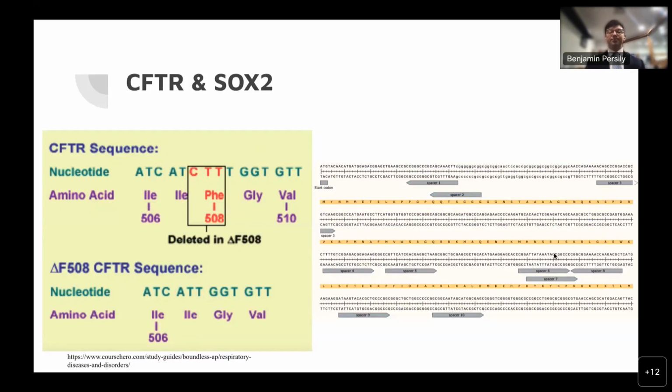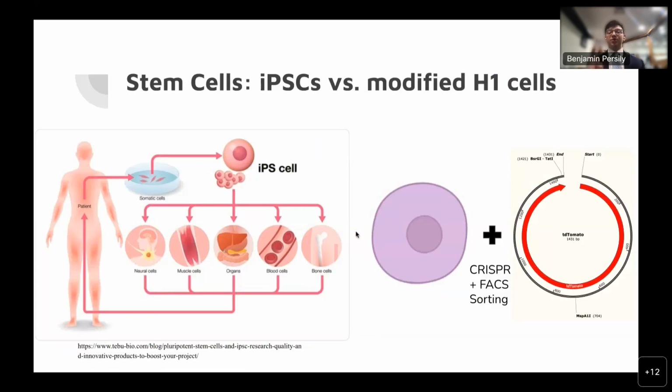In my project, I used two different types of pluripotent stem cells. On the left are induced pluripotent stem cells, or iPSCs. To make iPSCs, somatic cells are derived from a patient. Then, via Sendai virus transduction, are reprogrammed to be pluripotent, and these cells can later be differentiated into any cell type. The second cell type I used was a modified H1 stem cell line that had a tdTomato reporter knocked into the end of the SOX2 gene. And the process of creating this H1 reporter line was done before my arrival in the lab.